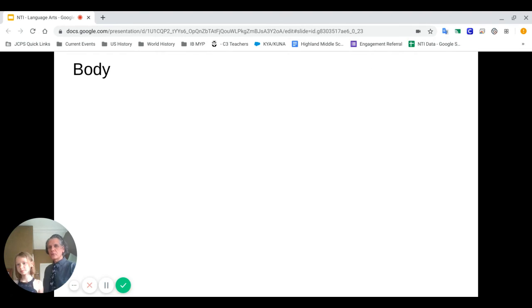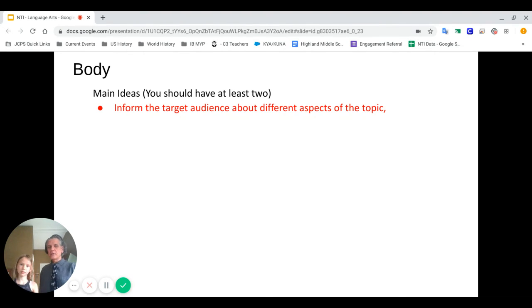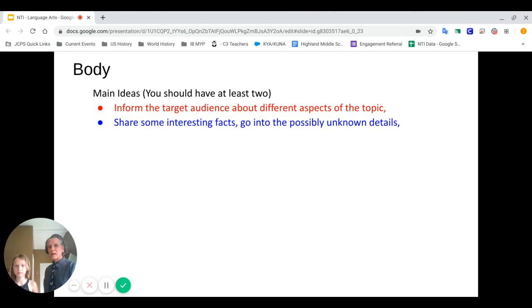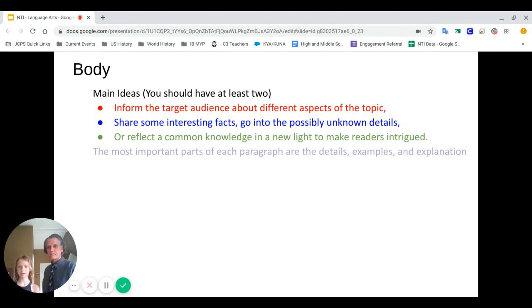So that should get you through what you need this week, apart from a list of the main ideas in the body. So you should have at least two. It should inform your audience about different aspects of the topic and share some interesting facts. Go into some unknown details. And you may just reflect some common knowledge, but here's where you provide clarity. So these are the details and descriptions. And the most important parts are the details, the examples, and the explanation.